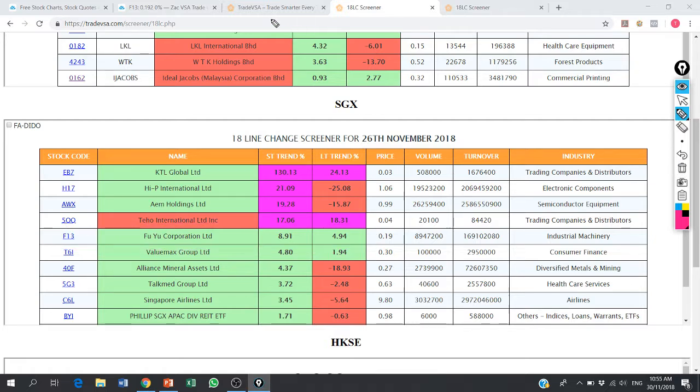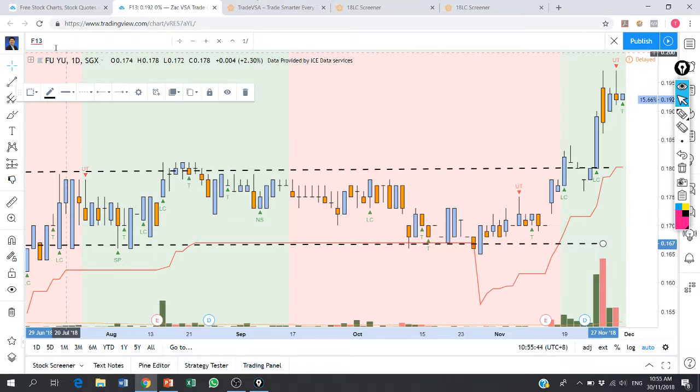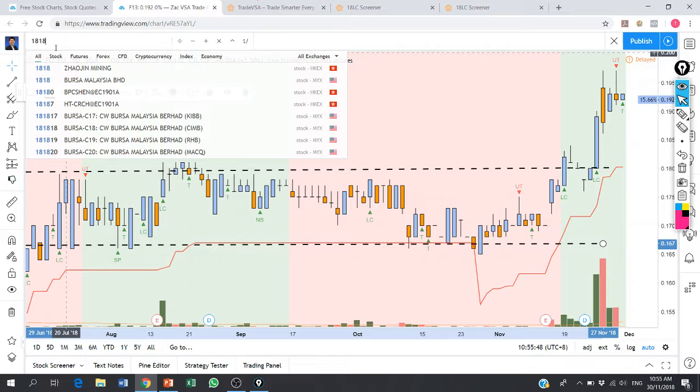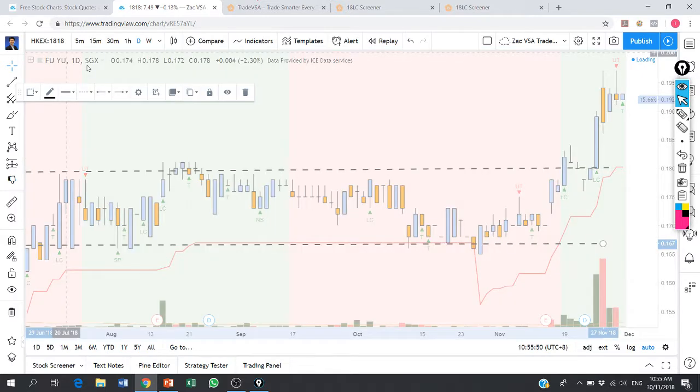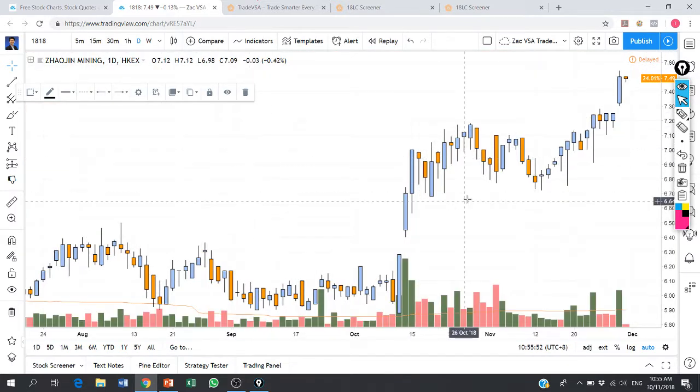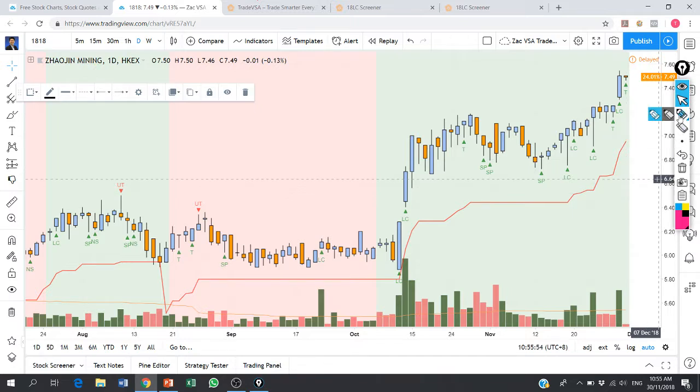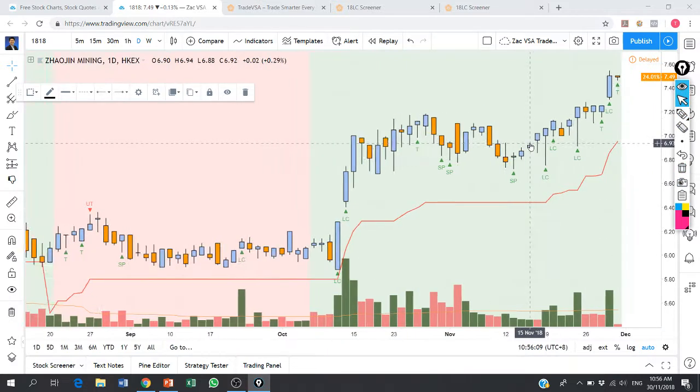The next one that I have is Zhaojin Mining from Hong Kong. In fact, I think in Hong Kong currently a lot of stocks are starting to move already. Zhaojin Mining is one of them. We actually picked it up for our own members on this line change bar. Price just moved up to stage 2 and is forming another accumulations. Probably I just draw here. Let me zoom in.